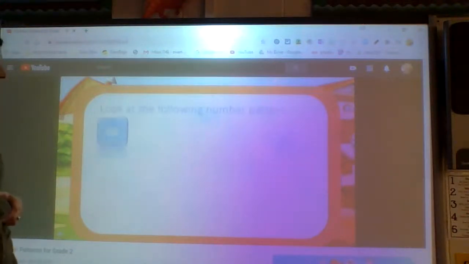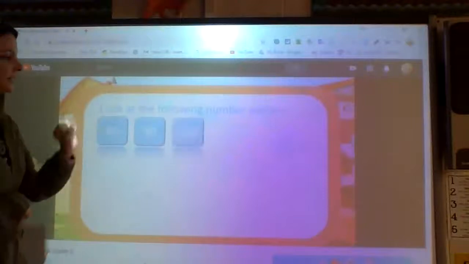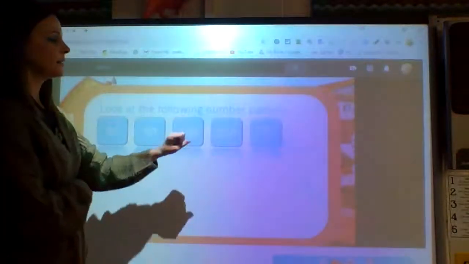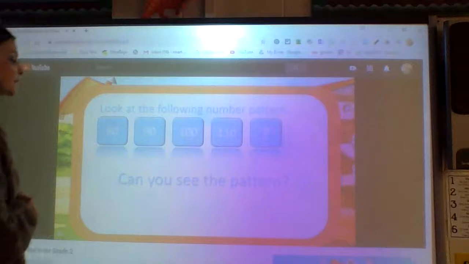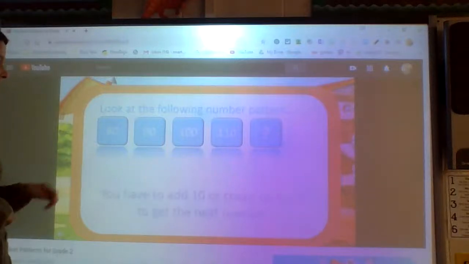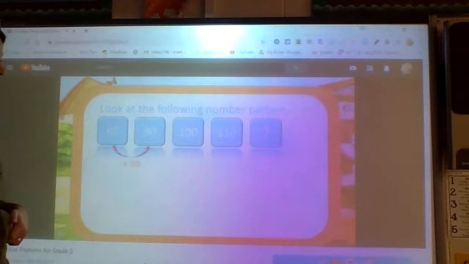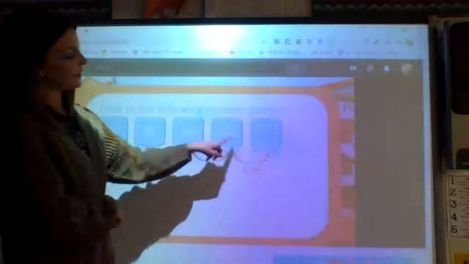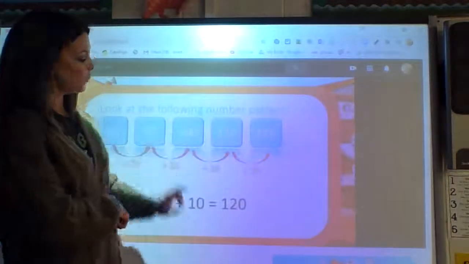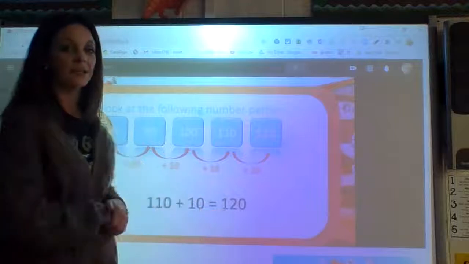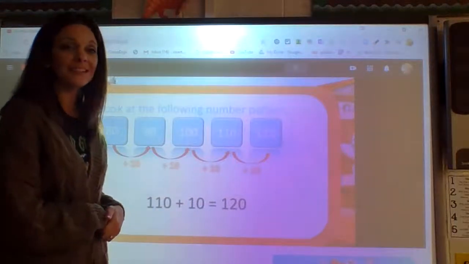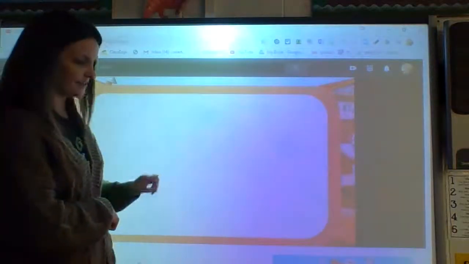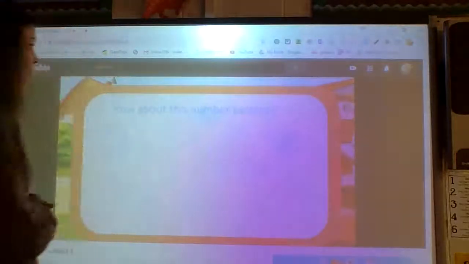So look at the following number pattern: 80, 90, 100, 110. What do we do next? Can you see the pattern? You have to add 10 or count on by 10 for each. Once you've identified that, you can add that 10 onto 110 and get 120. Using our knowledge of our place value and adding 10 to the tens like we did yesterday with 2.9.